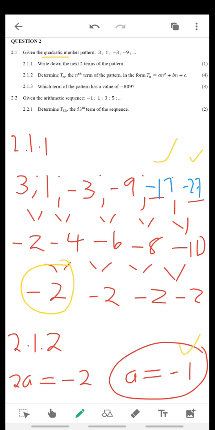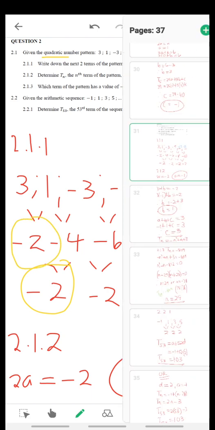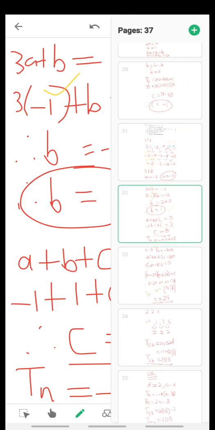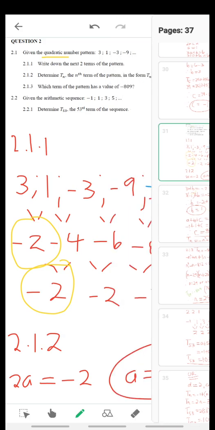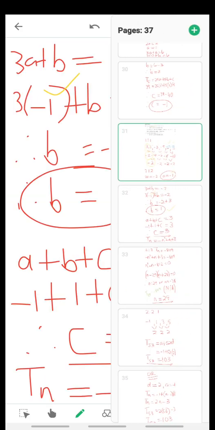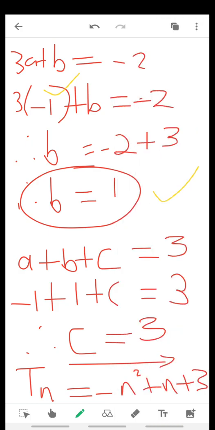Then 3a plus b will be equal to the first one there, which is minus 2, and we found our b to be equal to 1. Don't forget to substitute your a there. And then a plus b plus c will be equal to what? The first one there, that is equal to 3. Then you substituted your a and your b, and our value of c was equal to 3.